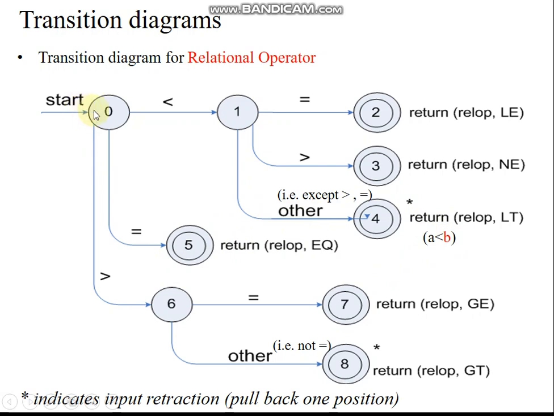Then for equal, from the initial state, over the equal, it moves to another state, the final state. So equal is also accepted. Then for greater than or equal, over the greater than, it moves from 0 to the 6th state, and equal moves it from the 6th to the 7th state. This is the final state, so greater than or equal is also accepted. Then for only greater than, from 0 to 6 and other, like the less than operator. For example, A greater than B. After reading the greater than, another kind of letter or identifier will come. So it is accepted and comes back one position. The technical term for this pullback of one position is retraction.